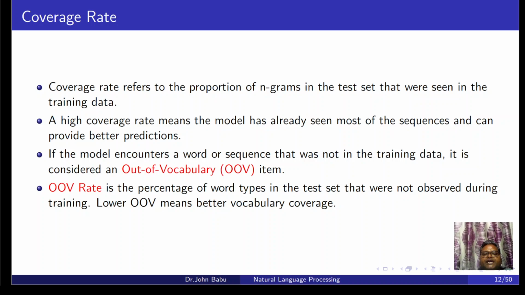Suppose the test data is not covered in the training data, then we say that it is an out of vocabulary term. If the model encounters a word or sequence that was not in the training data, it is considered an out of vocabulary item, OOV. So OOV rate is the percentage of word types in the test set that were not observed during the training. So the lower the out of vocabulary rate, the better the coverage. So this is one parameter, how much it covers.